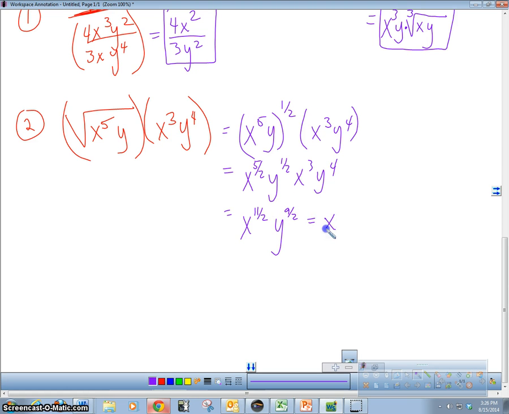Which gives me x to the 5th times x to the 1/2 times y to the 4th times y to the 1/2. Again, I made this 5.5 and I made this 4.5, and then I'm going to have x to the 5th, y to the 4th times the square root of xy.